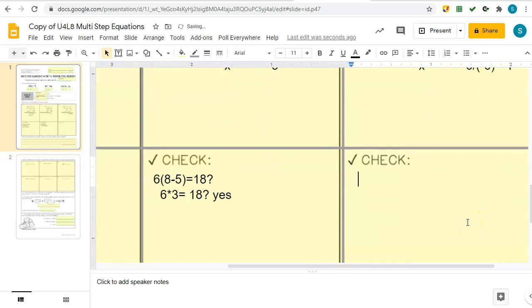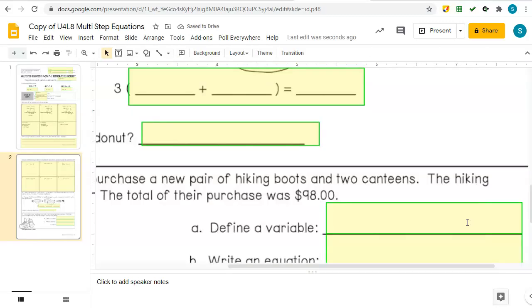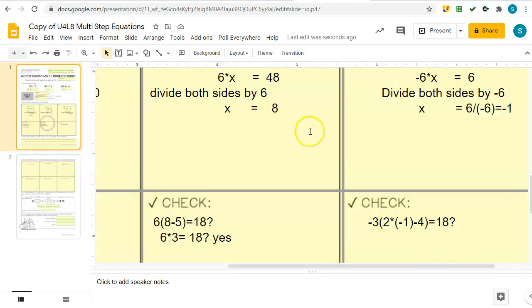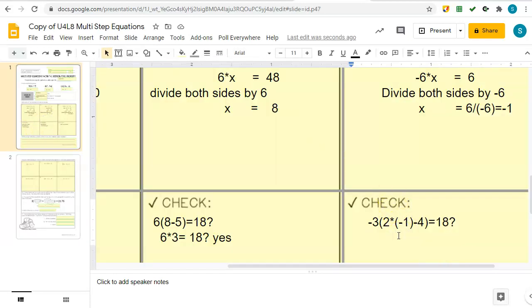So, let's do negative 3 parentheses 2 times negative 1 minus 4, and asks, does that equal 18? Well, let's check this first part. We got negative 3. Oh, I went accidentally to the next page. Negative 3 times, let's figure out this inside. We've got negative 2 minus 4.